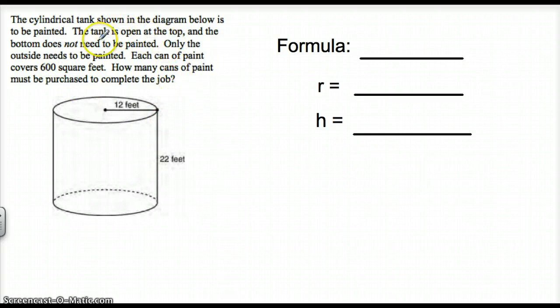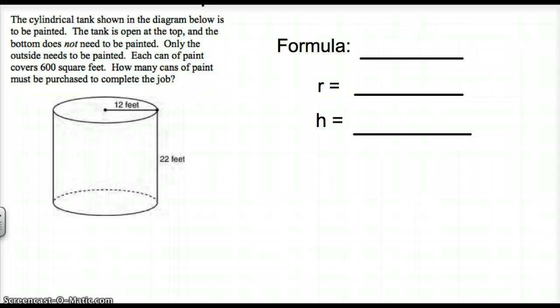It also tells us that the tank is open at the top, and the bottom does not need to be painted. What we remember is that the surface area is when we include the two bases, and the lateral area is when we don't include the bases. And in this problem, it's saying that we don't need to paint the top and bottom. So this would be a lateral area problem. So we look up our formula, once again just given to us in the formula sheet, and that's going to be, oh, sorry, that's wrong. We need the lateral area.